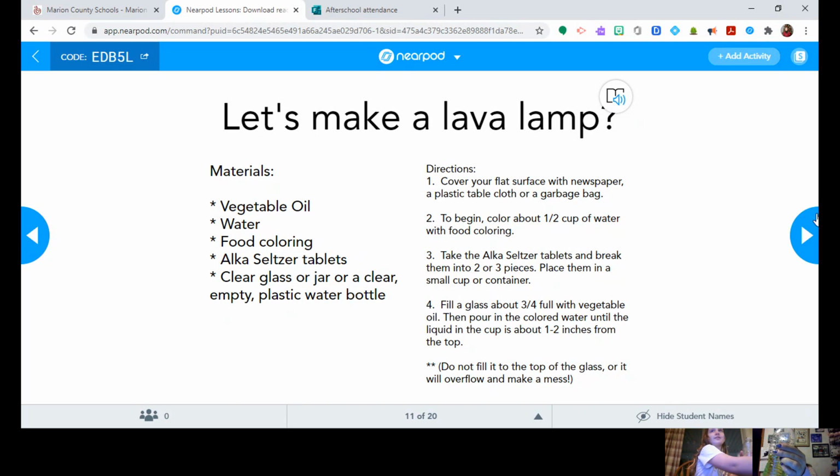I'm going to go ahead and pour the water. Okay, go ahead. It should mix with your food coloring. Okay. All right.